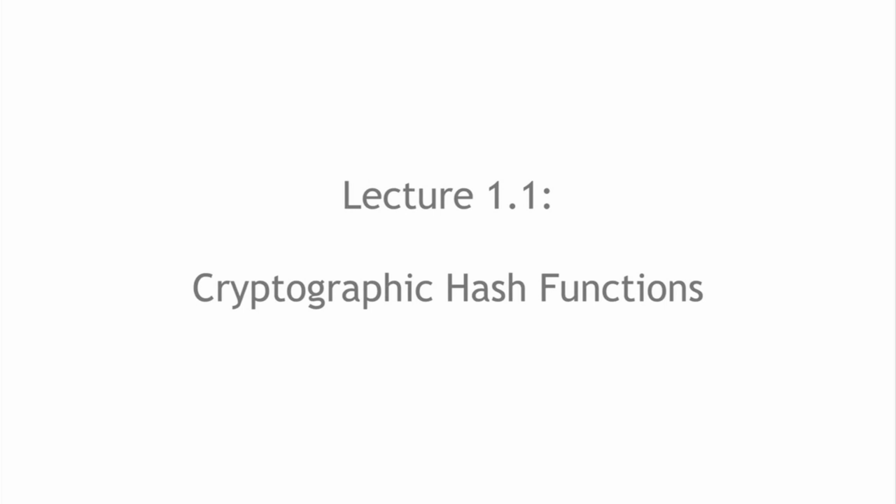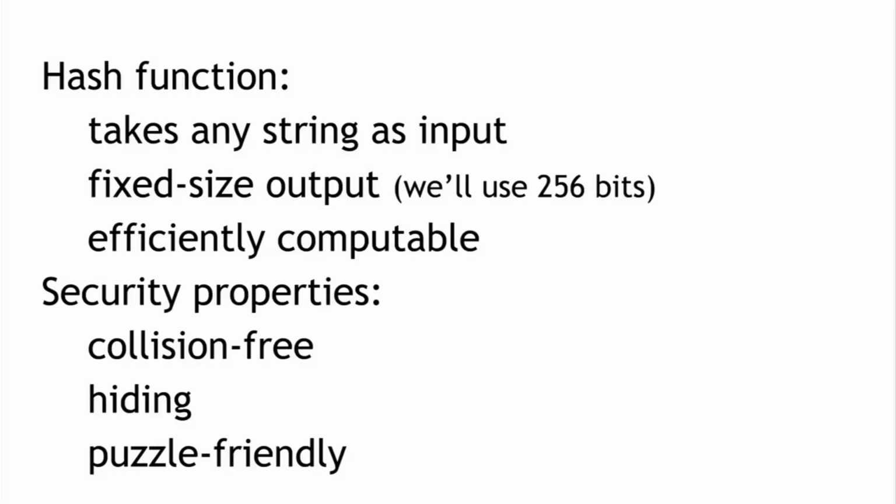In segment 1.1, we're going to talk about cryptographic hash functions. We'll talk about what they are and what their properties are, and then later we'll move on and talk about what their applications are. So a cryptographic hash function is a mathematical function, and it has three attributes that we need to start with. First of all, a hash function can take any string as input, absolutely any string of any size. It produces a fixed-size output. We'll use 256 bits in this series of lectures because that's what Bitcoin does.